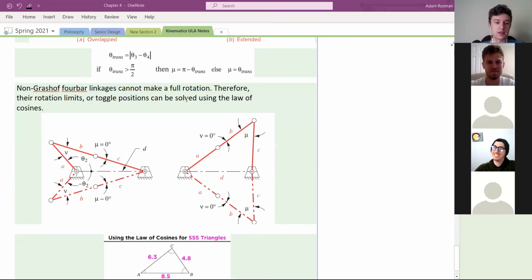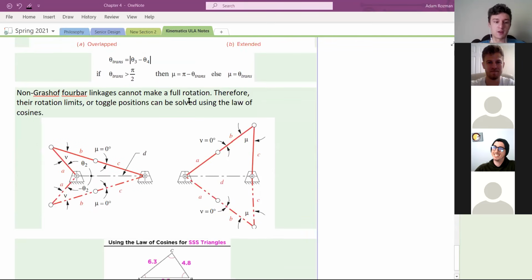So non-Grashof 4-bar linkages are a lot easier to find the transmission angles for, specifically at toggle positions. Since they're non-Grashof, the whole thing is they can't make a full rotation, right? So the maximum limit of their rotation is called a toggle position. So again, if your rocker is in this position, that's as far as it can go without going in the opposite direction, where you'll get to this position, and then it binds up basically just from the geometry.